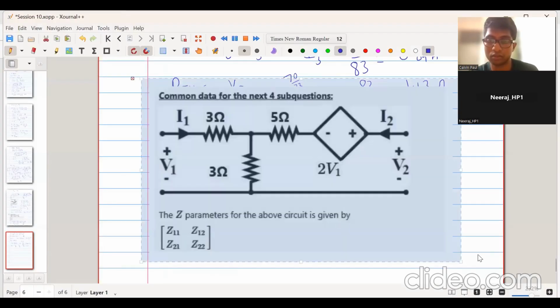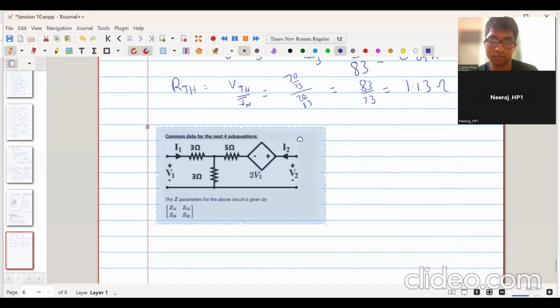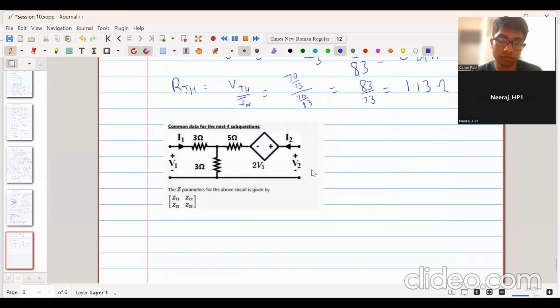So, this is the network. This is the question. V1 is here, I1 is here, V2 is here, I2 is here. So what will be the current through this branch? Can you tell me what will be the current through this branch? Yeah, correct. It will be I1 plus I2.